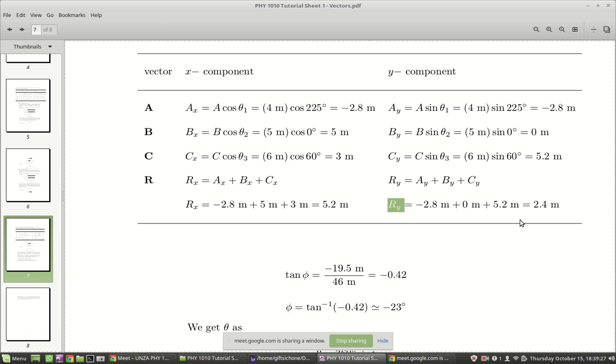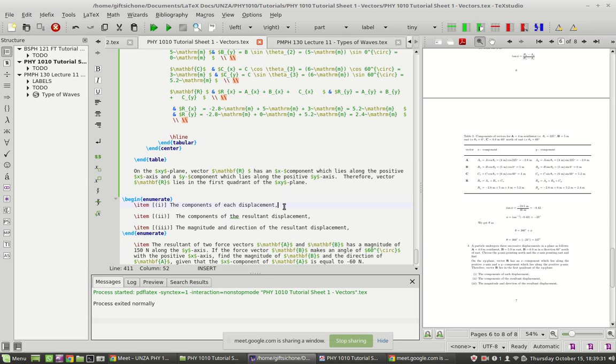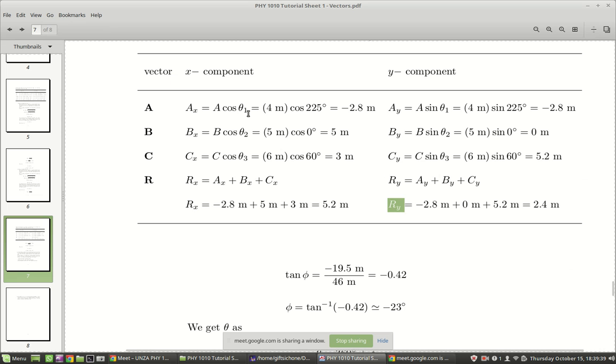Is that clear? If we want to be more explicit, you can just go to the table and find, for each vector, for each displacement, what the components are. So for A, X is minus 2, and AY, again, is minus 2.8 meters. BX is 5 meters, BY is 0 meters, CX is 3 meters, CY is 5.2 meters.